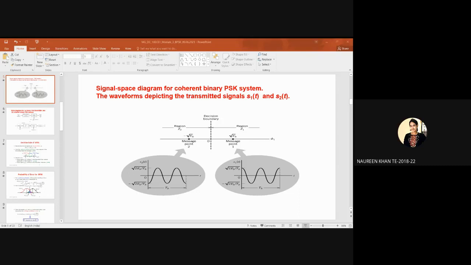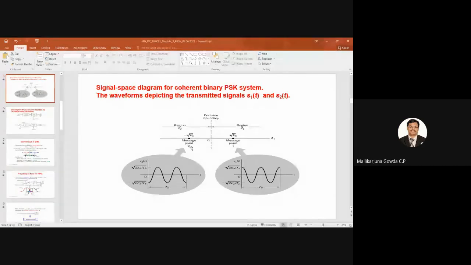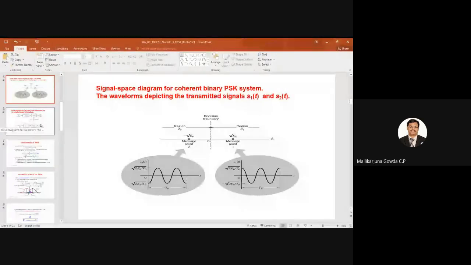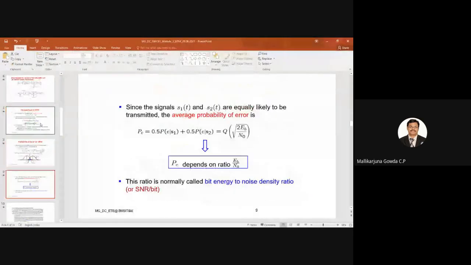Okay, let us try to understand how we compute the average probability of bit error by assuming the zeros and ones, that is our binary data, occur with equal probability. I will skip these two slides, and if necessary, I will come back.